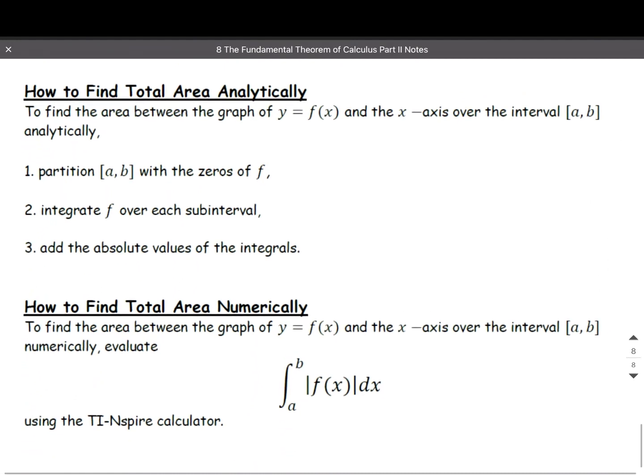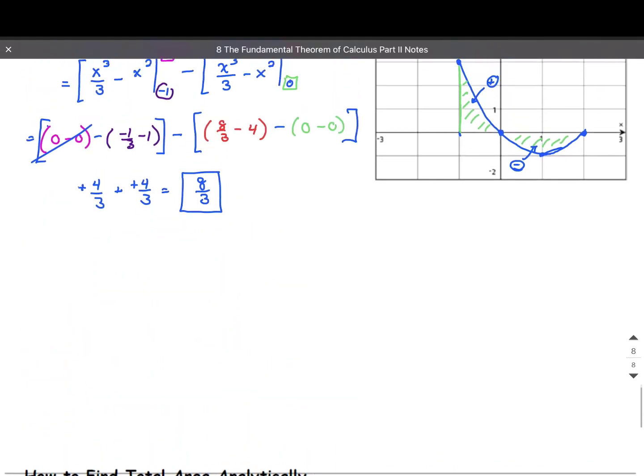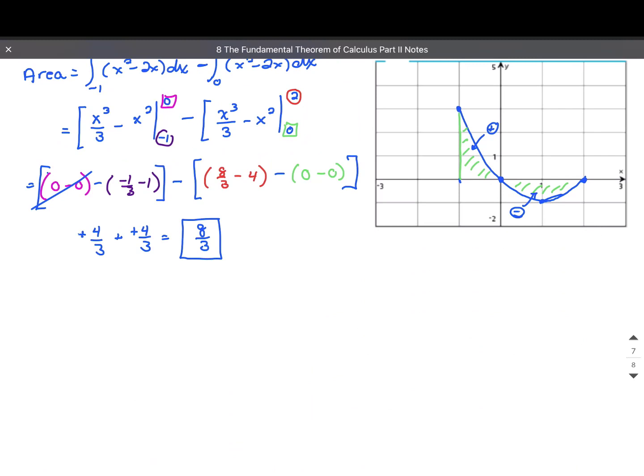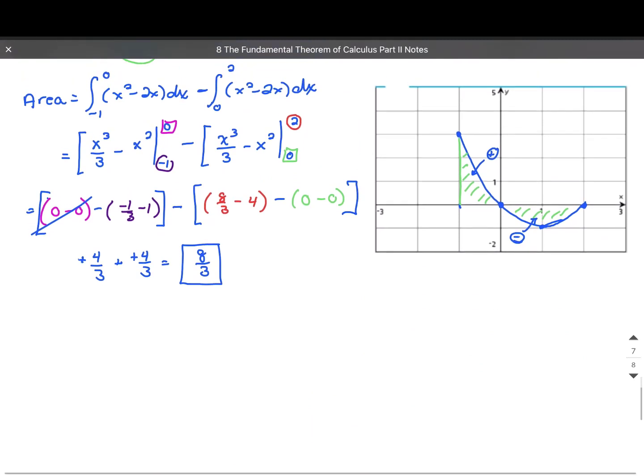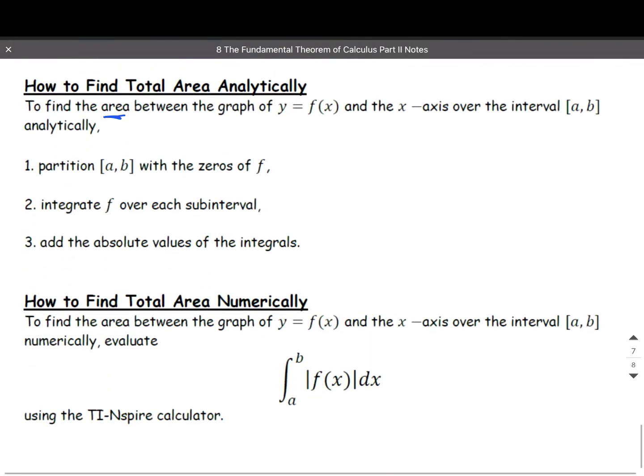If you're finding the total area analytically, okay, you want to find the area between the graph of y equals f of x and the x-axis over the interval from a to b. You partition the interval where the zeros were, just like we did here. We found the zeros were at 0 and 2. We broke it up into 2 integrals, from the start to the 0, from the 0 to the end. So we partition it. We integrate f over each subinterval. Okay, we can add the absolute values of the integrals, or we can subtract the negative.